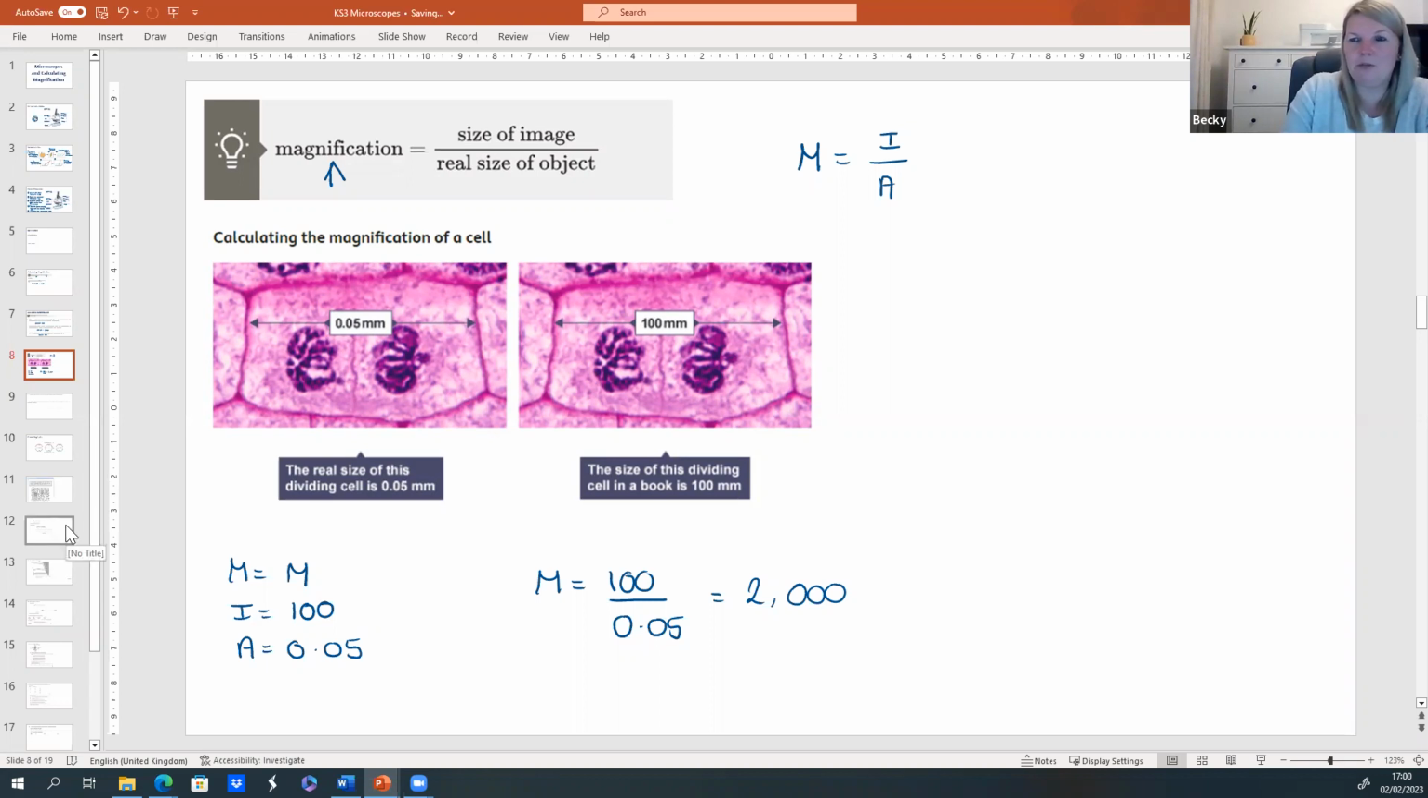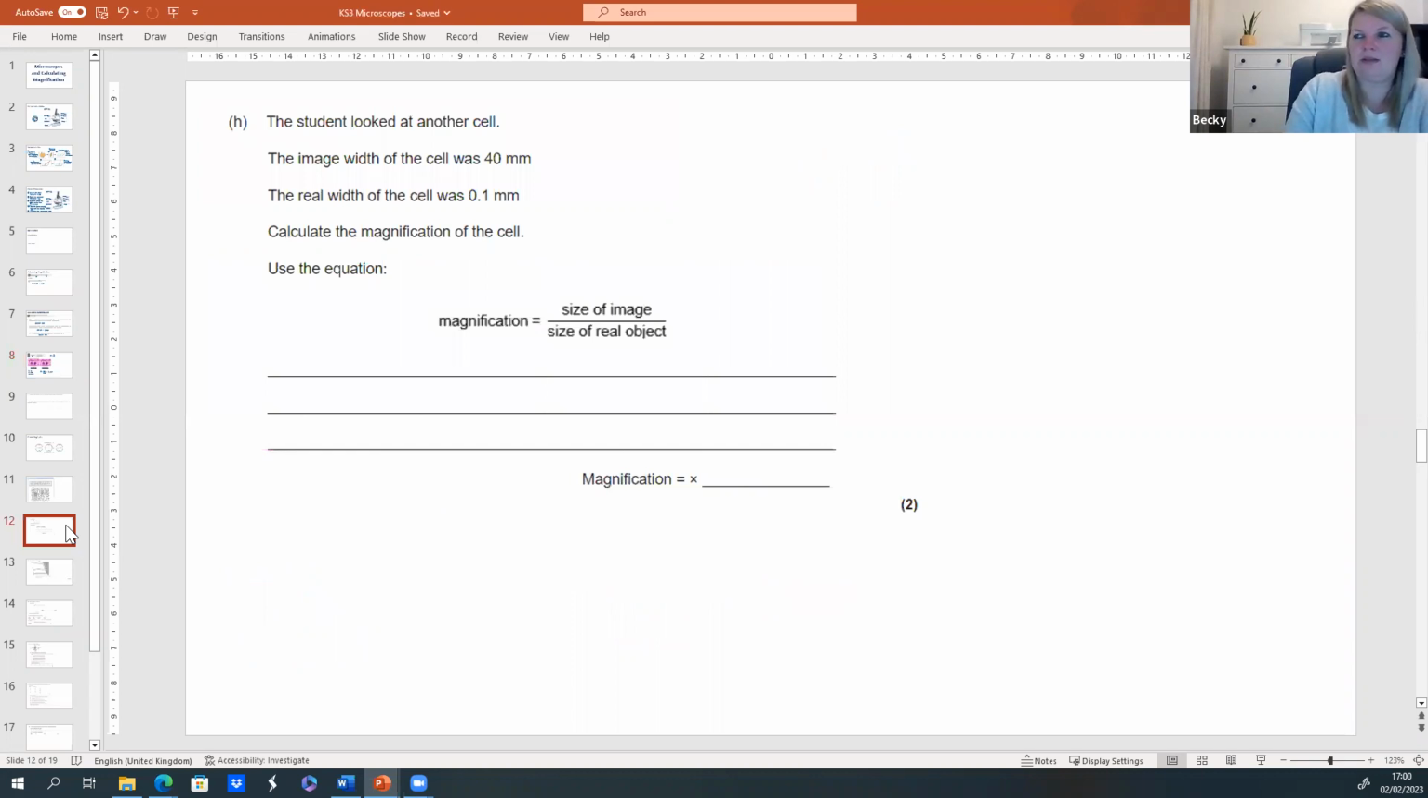I'm going to jump around a little bit. Makes sense. I'm going to go to this one because this one is quite nice. So this is a GCSE question. Okay, so pushing you a bit because I think you can do it. So I do exactly the same again. Pick out my bits of information. I want to know magnification. So do I know the image size? Do I know the actual?